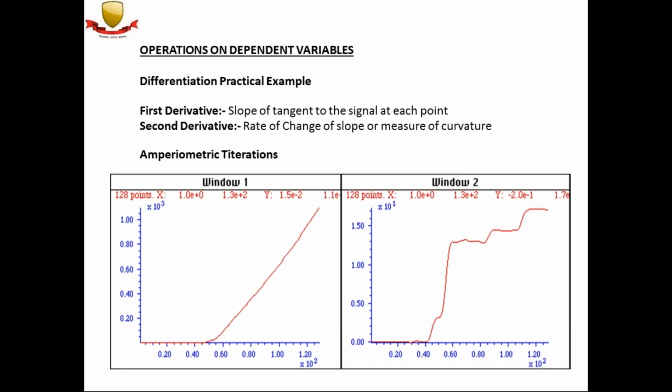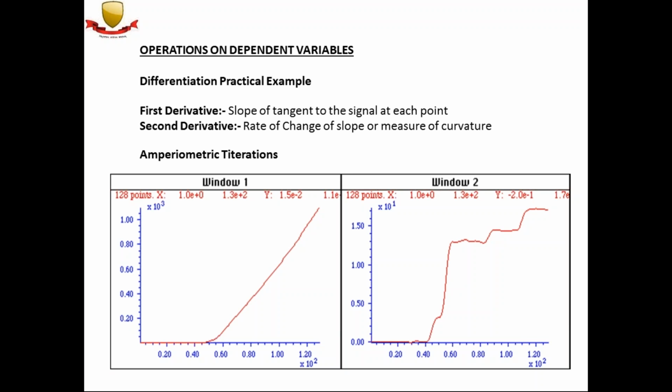The first derivative, that is dy by dx, is basically the rate of change of y with x, which is interpreted as the slope of the tangent to the signal at each point. Let's take an example. Let's say this is your signal, and at each and every point, what is the slope of the tangent?